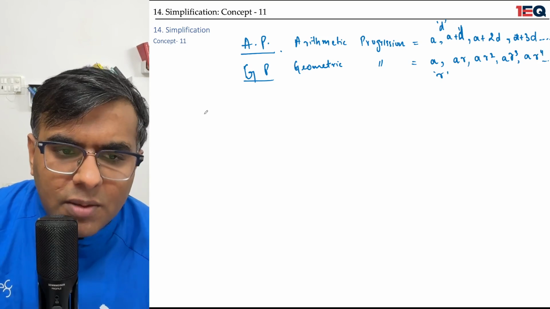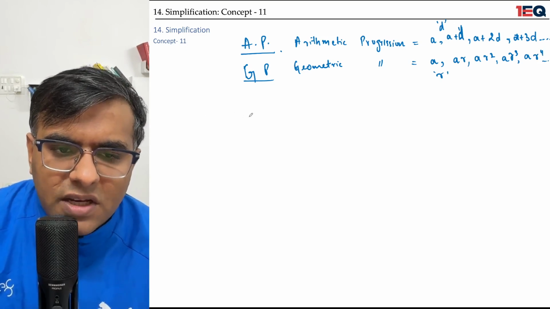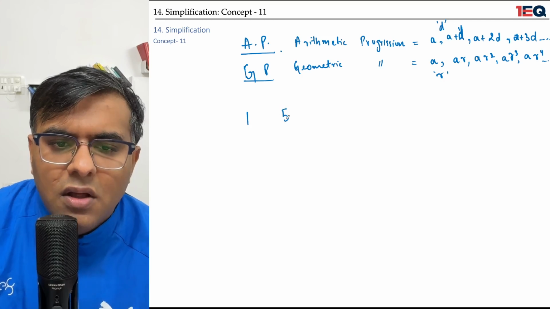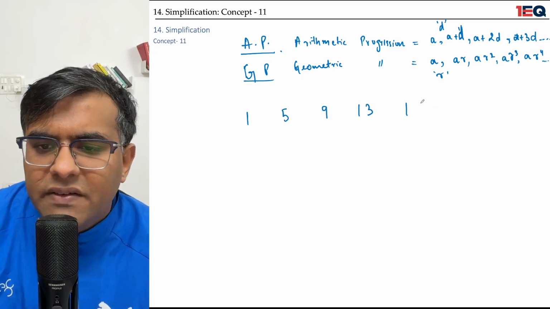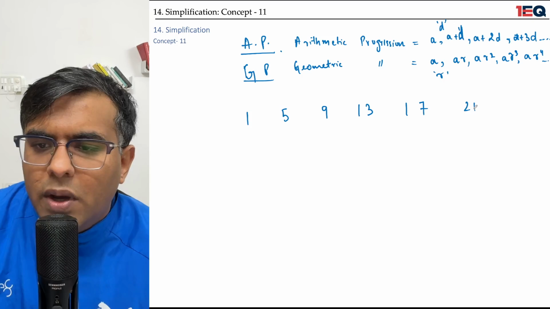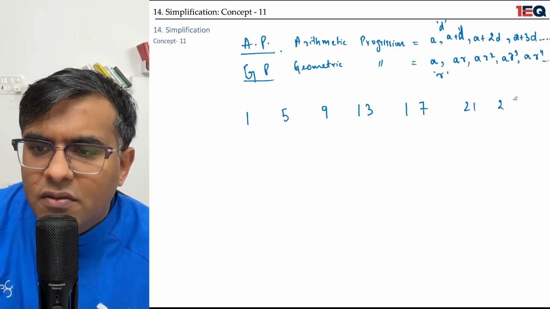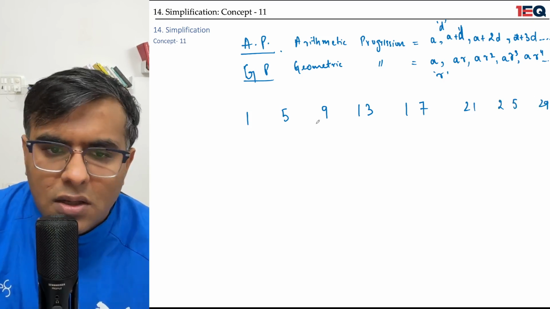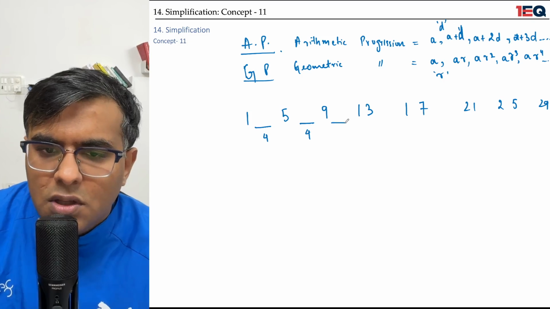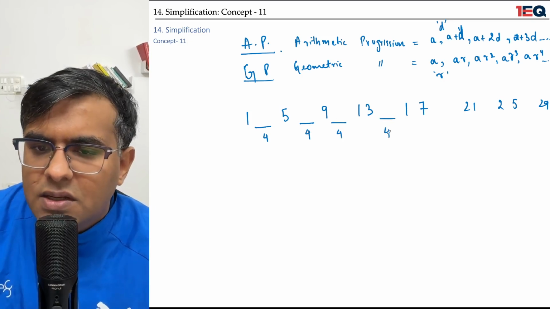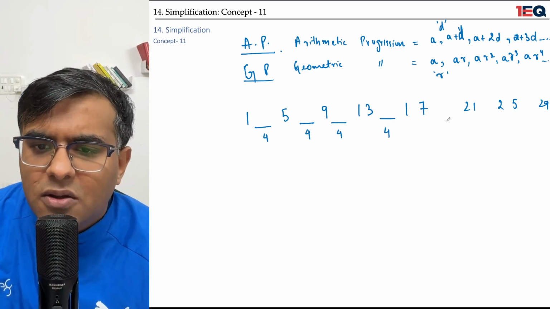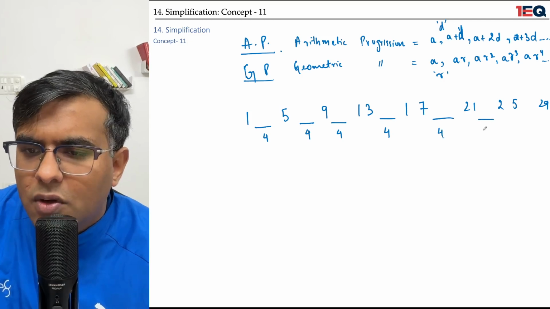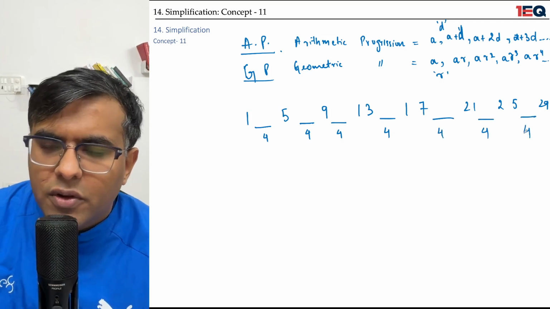So what's happening in an AP is that in between two terms, let's talk about 1, 5, 9, 13, 17, 21, 25, and 29. Okay, so there is a common gap of 4 between each term. The series is progressing with a factor of 4 in it.